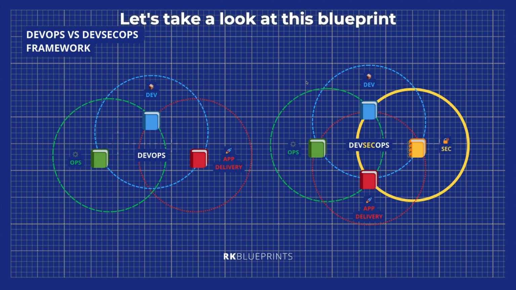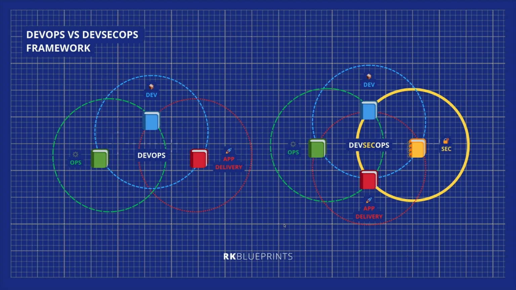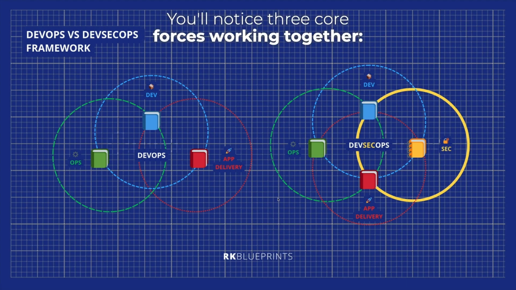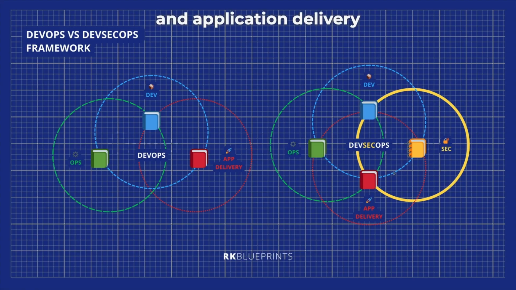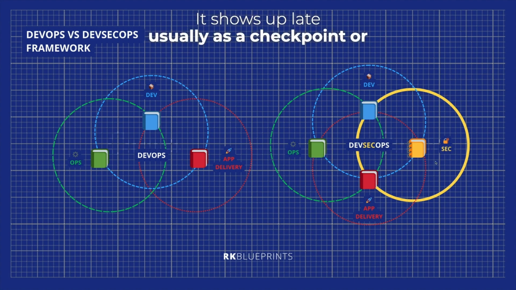Let's take a look at this blueprint, the DevOps versus DevSecOps framework. On the left, we have traditional DevOps. You'll notice three core forces working together: development, operations, and application delivery. DevOps is about breaking silos, developers and operators sharing responsibility for delivery, uptime, and performance. Security exists, but it's often implicit. It shows up late, usually as a checkpoint or audit.